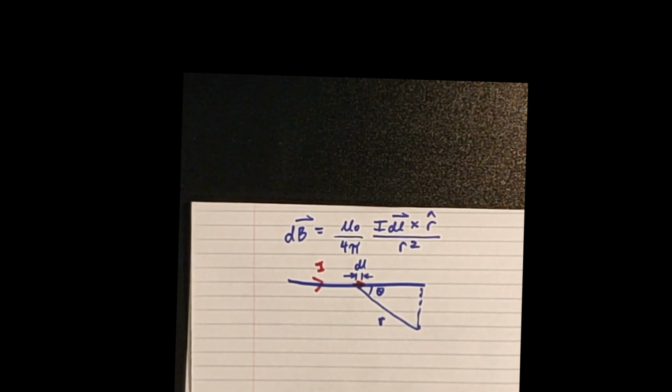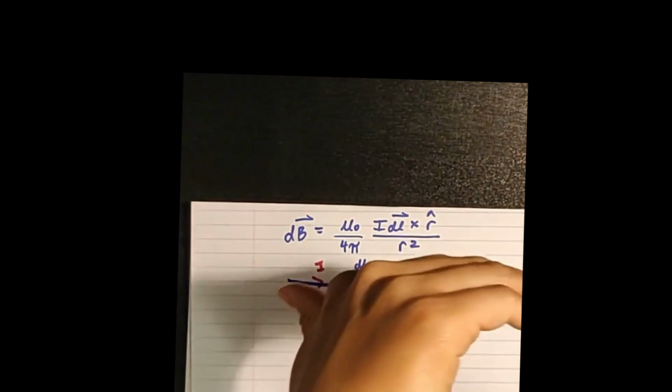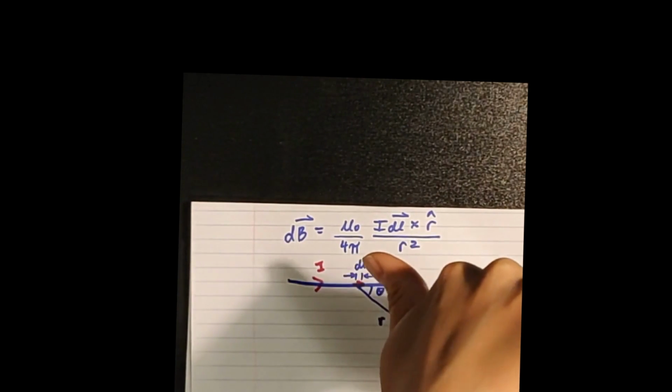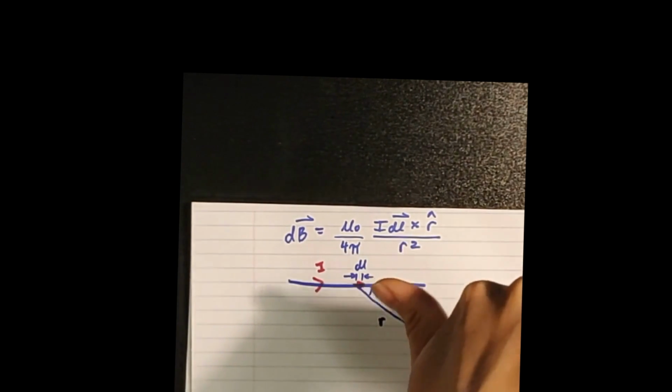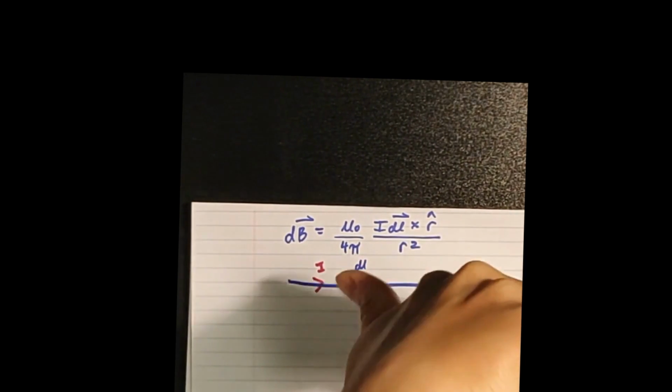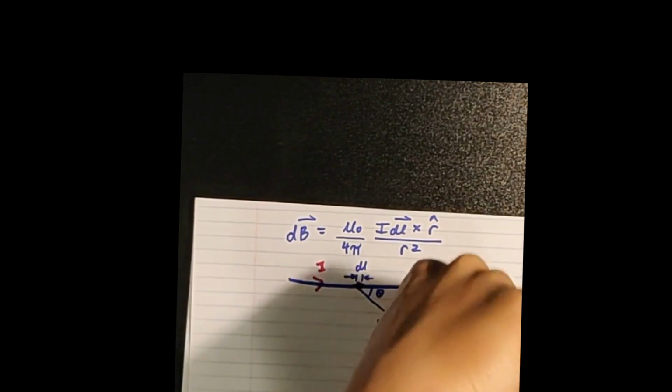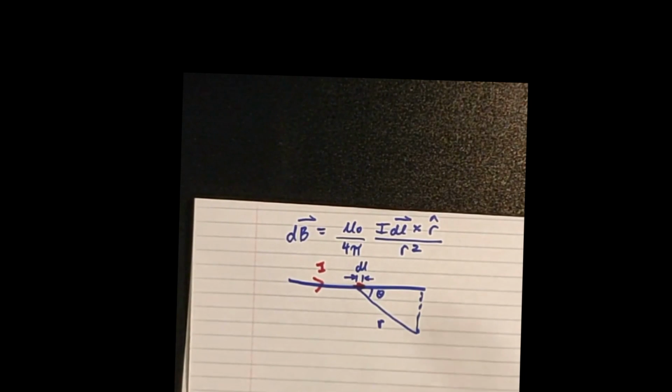So the way you want to do that is you point your fingers in the direction of dL, which is going this way, and then you make sure your palm is facing the r vector, and then you curl towards r, and you're able to see that it's going into the paper. So that's another way of thinking about finding the direction of the magnetic field.